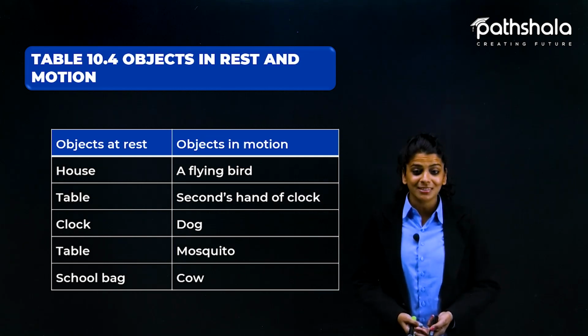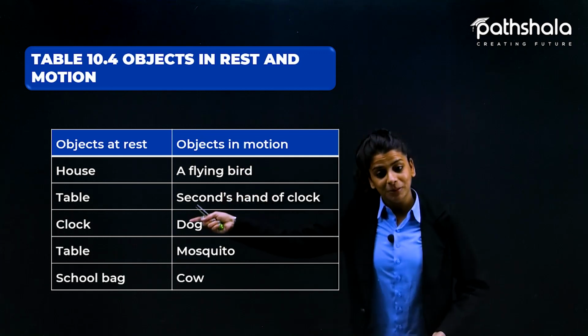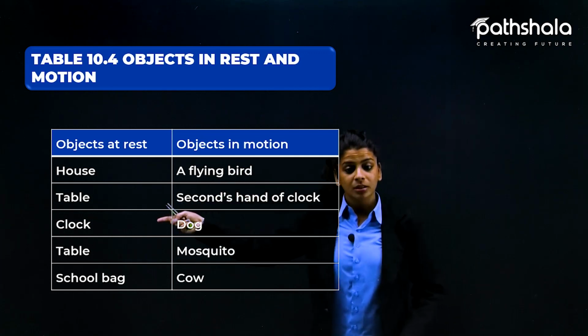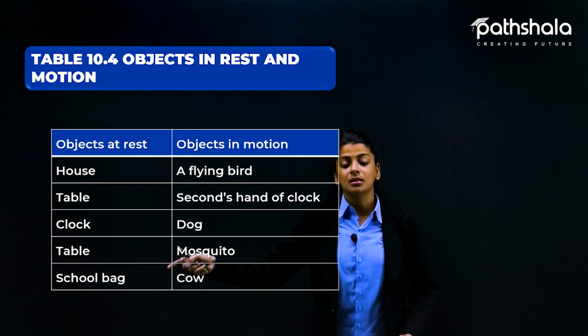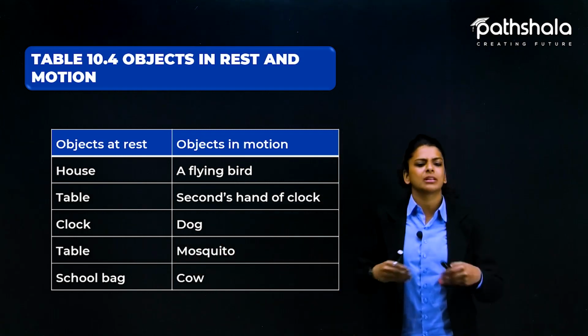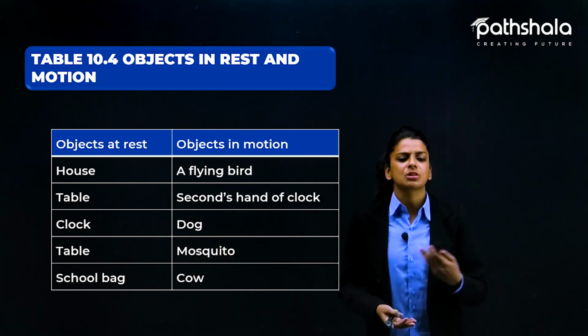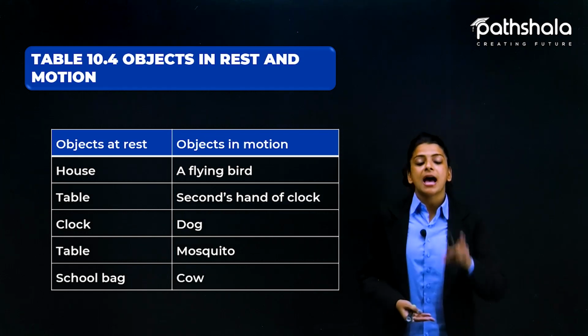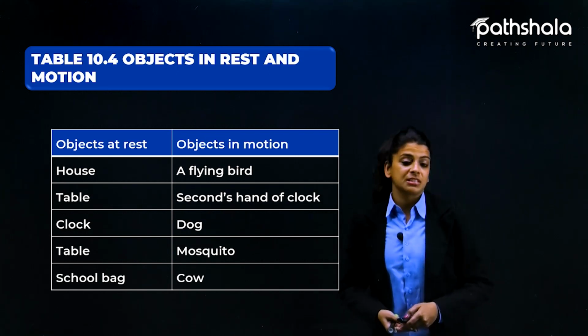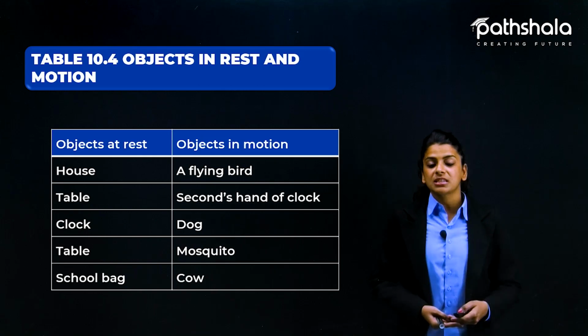Ab house to move nahi kar sakta. Second one is the table. Third is the clock. And again table and school bag. Table you can, और इसकी जगह आप दूसरा भी example use कर सकते हैं. And in the second column we have objects in motion. And क्या क्या objects हैं हमारे पास motion में?